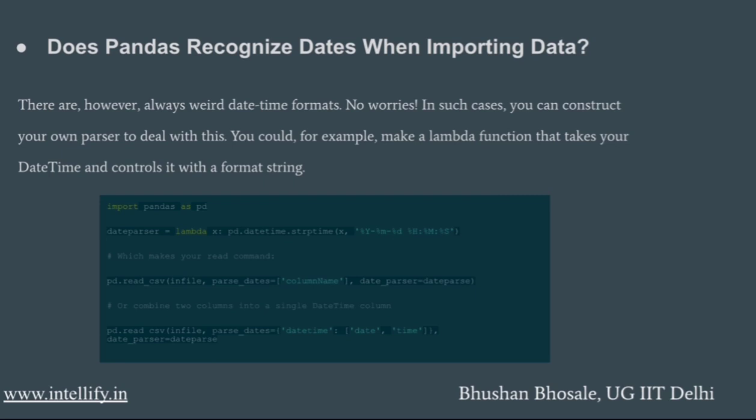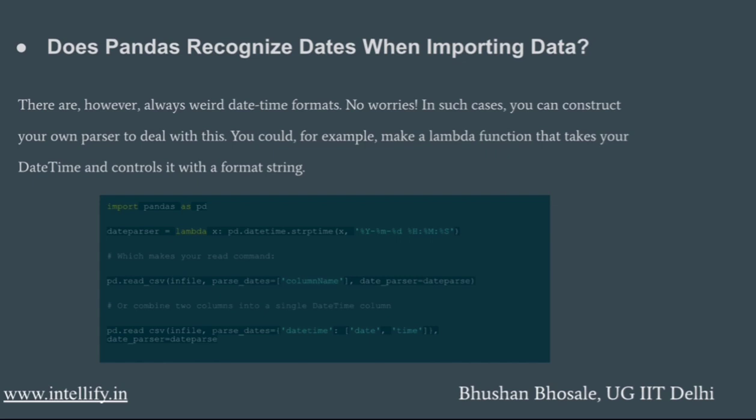Okay, so combine the two columns into a single data frame, that is parse_dates is equal to datetime, comma, date, comma, time, and then data parser is equal to data parser parse. Okay, so the complete thing of reading dates in whichever format we want, or writing into whichever format we want, can be done using the pandas library.